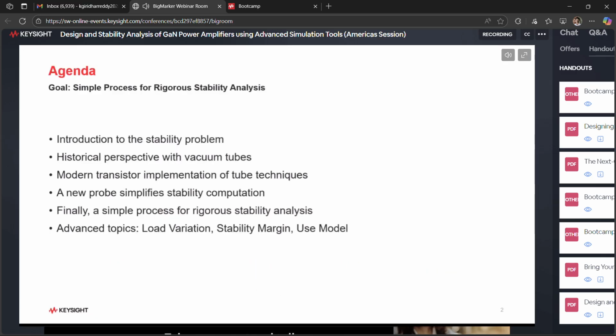All right, well, thank you, Larry. For my section, I am going to be presenting a simple process for rigorous stability analysis. So the agenda that I'm going to cover today, we're going to start out with an introduction to the stability problem.